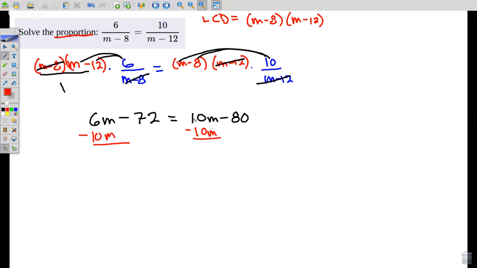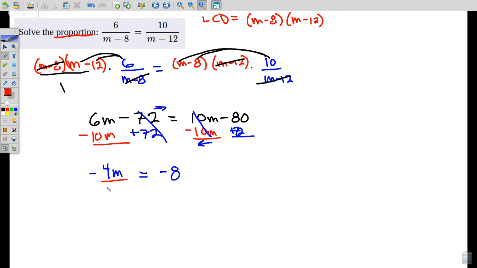So that's going to eliminate the m's on the right and give me a negative 4m on that side. Now since I brought the 10 that way, I should bring the 72 the other way. So I'm going to add 72 to both sides. You could write that in a second step or leave it there. So that definitely is 0. So that's gone. And negative 80 plus 72 is equal to negative 8.